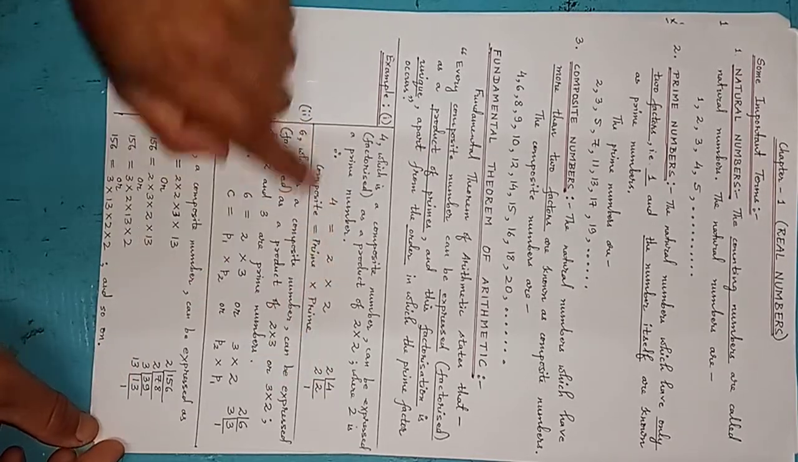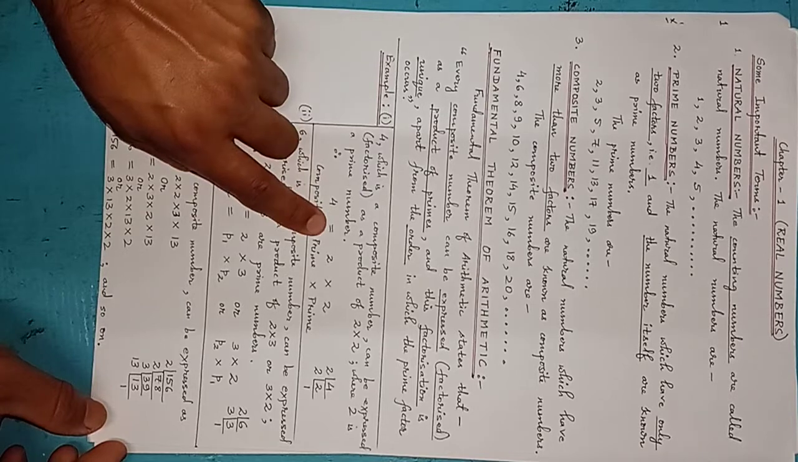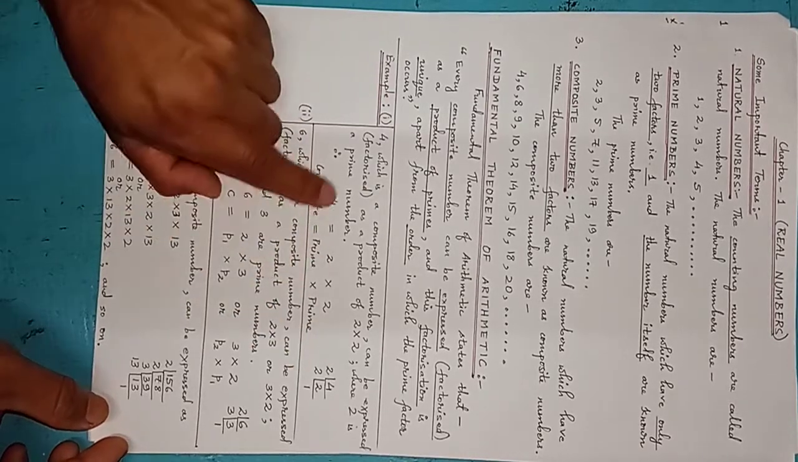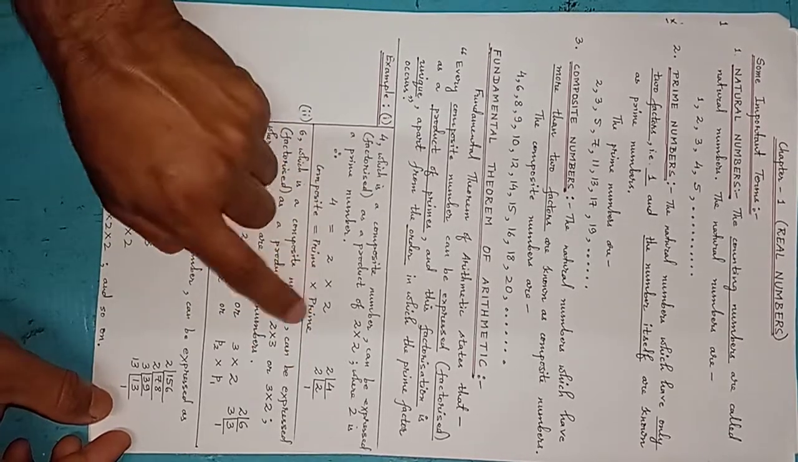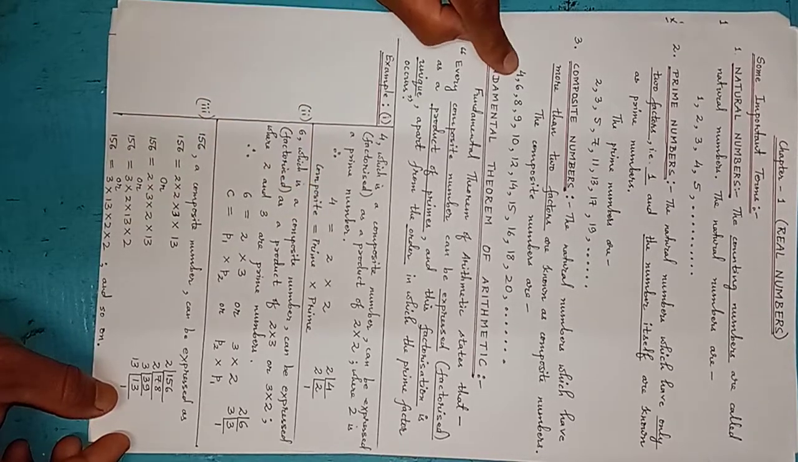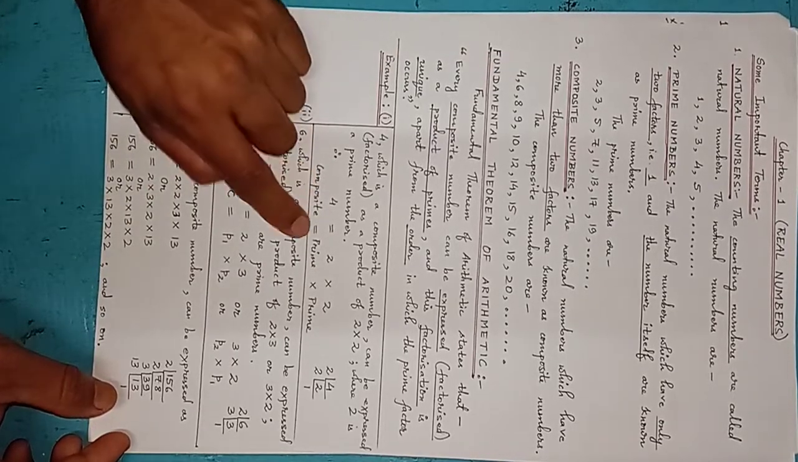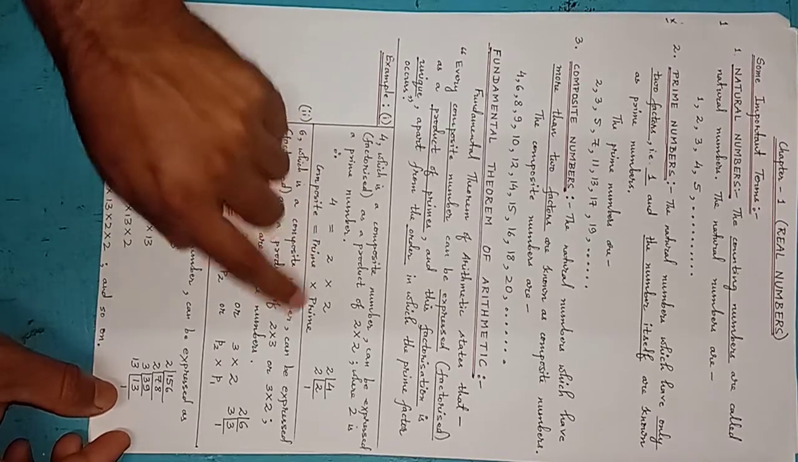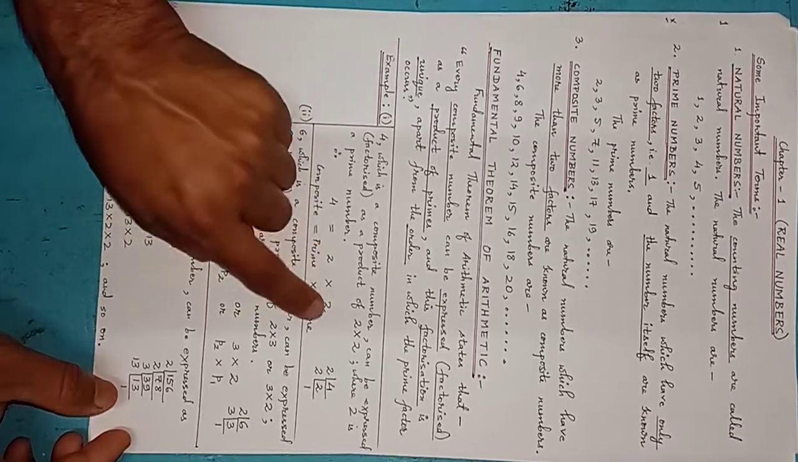So you find that 4 is equal to what? Product of 2 and 2. That means 4 is equal to 2 times 2. So just look here. 4 is a composite number, and this composite number we have expressed as the product of two prime numbers. See, 2 is a prime and 2 is a prime.